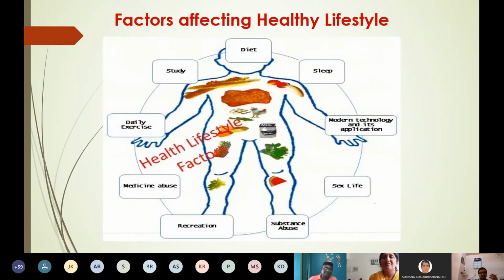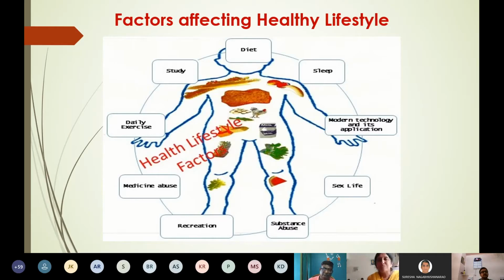Sorry, this one thing I just missed out. Our healthy lifestyle is being affected by many other things. We have already discussed all this, I just wanted to put it in a pictorial format. So diet, proper sleep, modern technologies, sex life, substance abuse, recreation, medicine abuse, daily exercise, study. These are all the factors which are tremendously affecting our regular health and healthy lifestyle. So we need to concentrate more on these things and make a proper balance amongst all of them to achieve sound health.